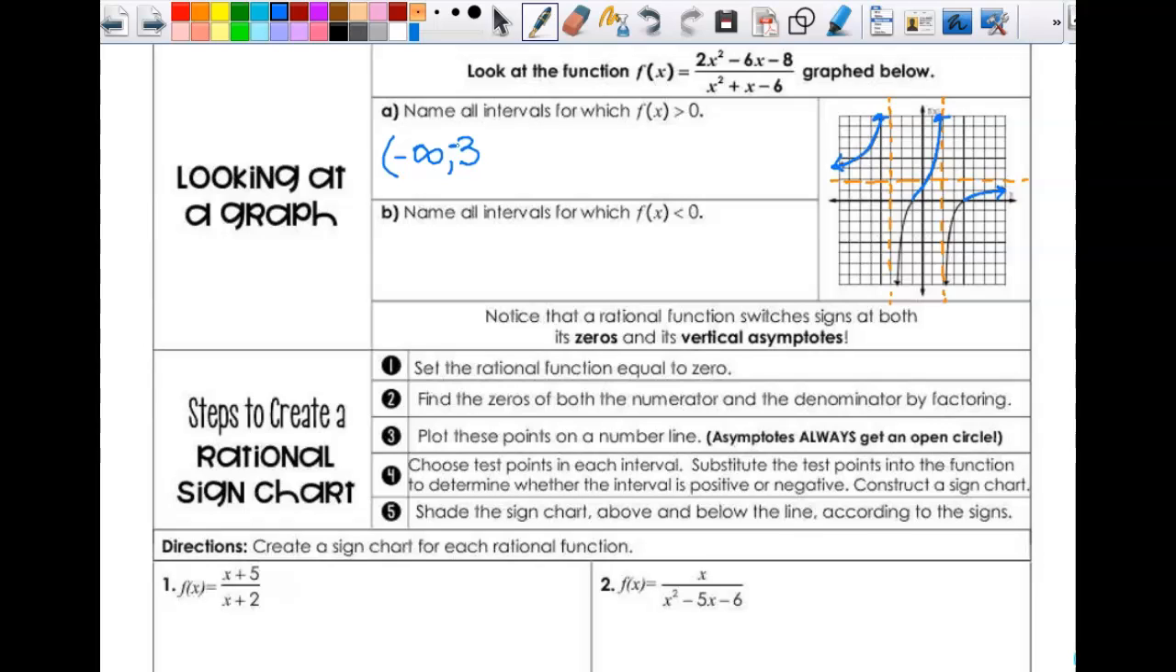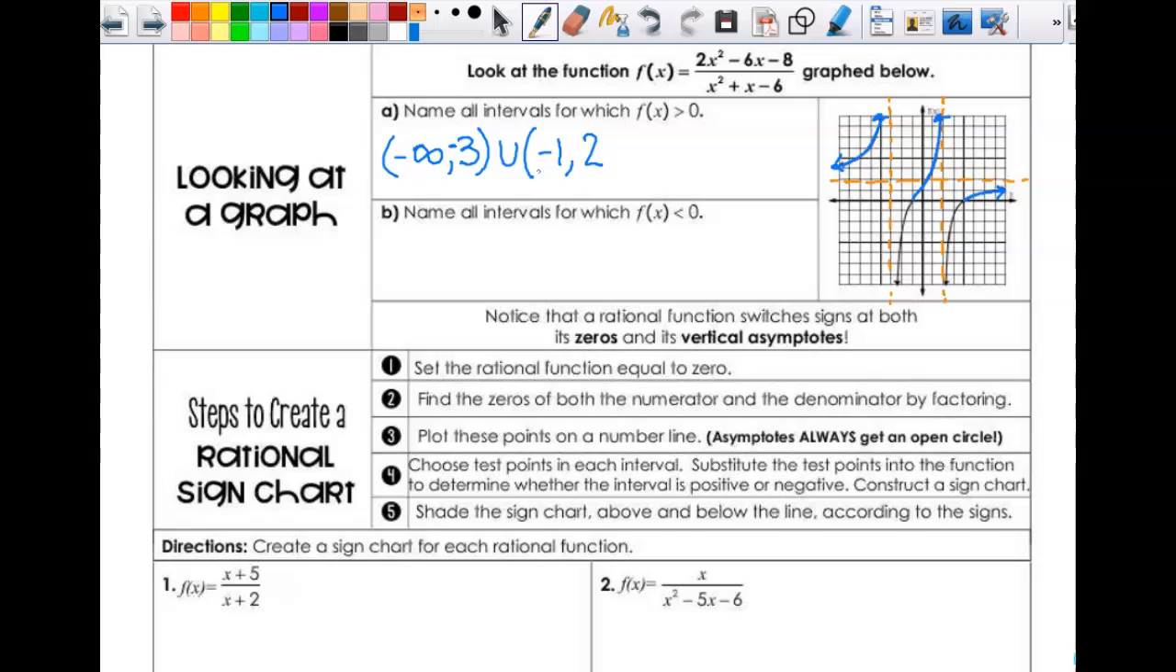What's happening at -3? An asymptote, because there is no value, right? The function does not have a value at -3, so I can't include it. It's not positive, negative, or 0. It just doesn't even exist. Then I start back over being positive at -1, and I'm positive until I get to 2. Do I include -1? No, because that's when it's 0.